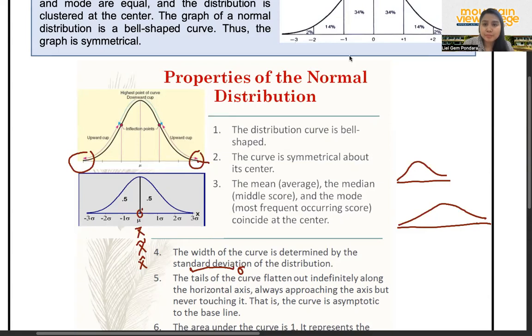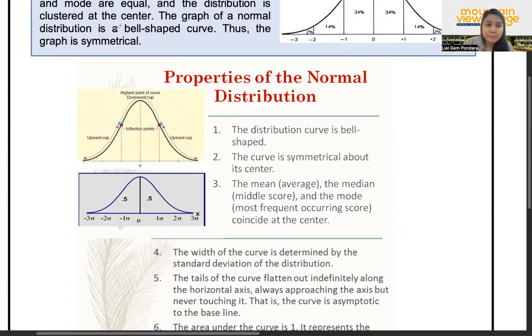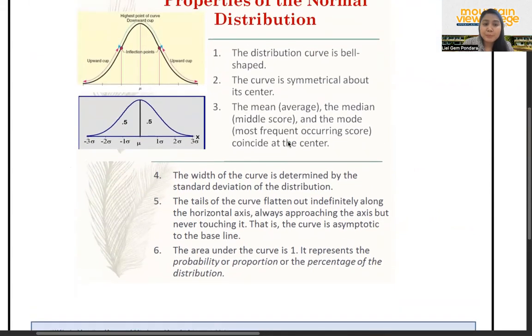The sixth one, the area under the curve represents the probability or proportion or the percentage of the distribution. These are synonyms. If we say probability, it can also mean proportion. It can also mean percentage of the distribution. So for example, we say, what is your chance? What's the probability that you will pass stat and prob? We say 50%. That 50% is called probability. It can also be called proportion, and the other is also percentage.